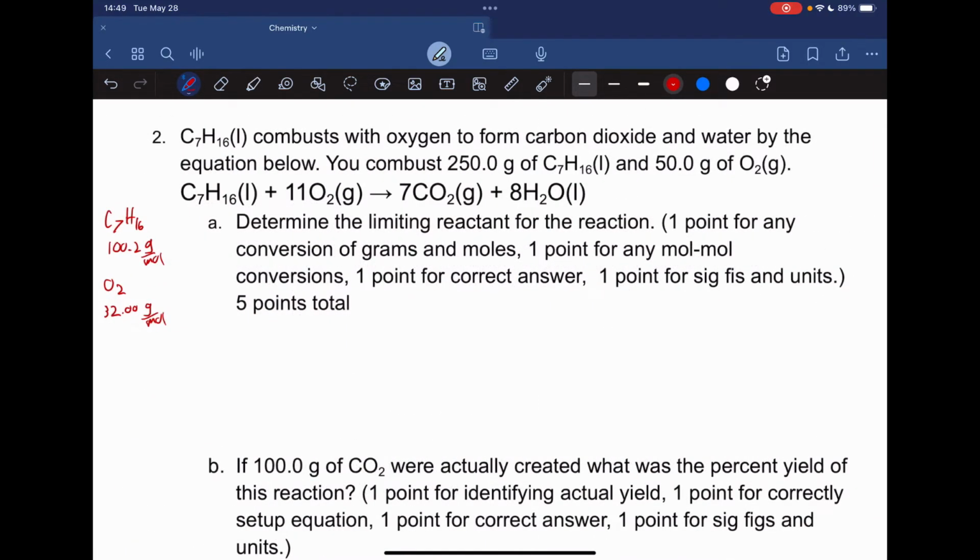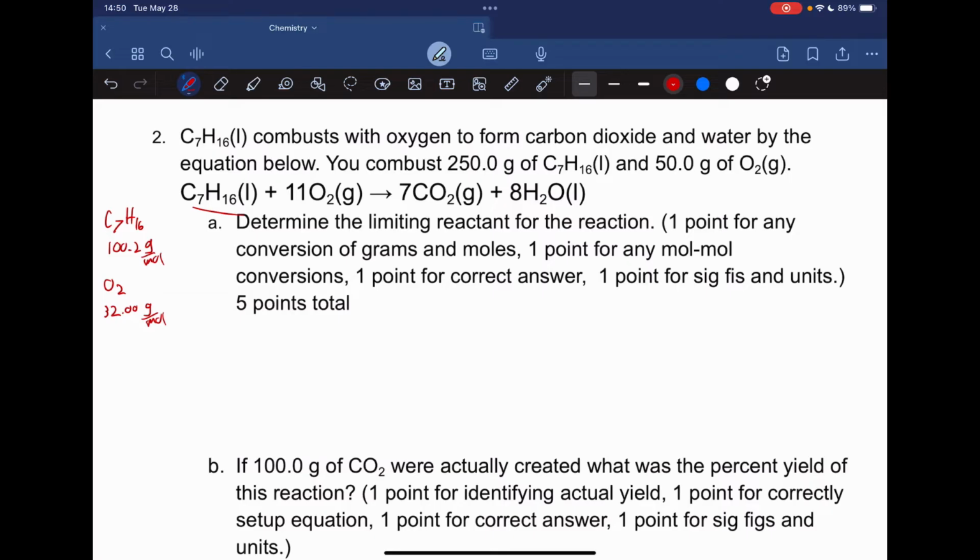The next problem is a limiting reagent problem, or limiting reactant problem. So our plan here is to determine how many grams or moles of carbon dioxide C7H16 can make, and O2, or oxygen, can make. And whichever one makes the least amount of product is going to be our limiting reagent. So all we're going to do is 2 stoichiometry problems. So we'll set up the first one with the C7H16.